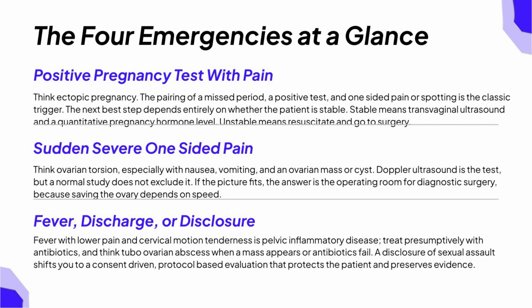Third, fever and lower abdominal pain with tenderness when the cervix is moved. That is pelvic inflammatory disease, which you treat presumptively with antibiotics, and you escalate your suspicion to a tubo-ovarian abscess when there is a pelvic mass or when antibiotics are not working. And fourth, a patient who discloses a sexual assault. That disclosure shifts you out of diagnosis mode and into a consent-driven, protocol-based evaluation that cares for the patient and preserves evidence. Keep these 4 triggers in mind as we work the questions.